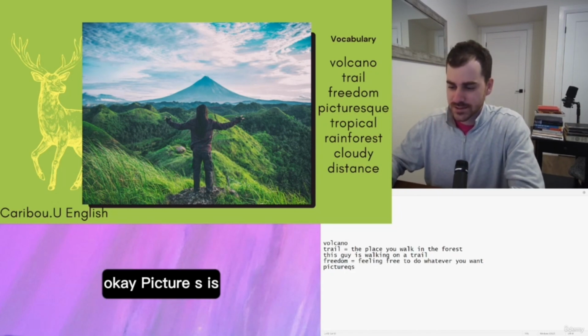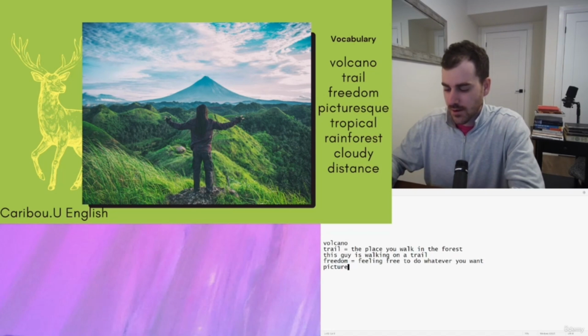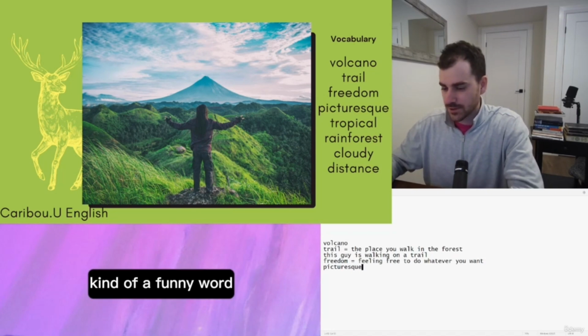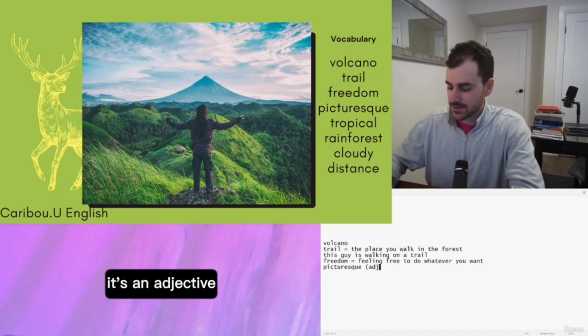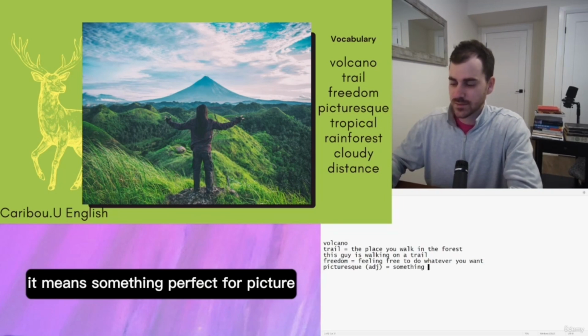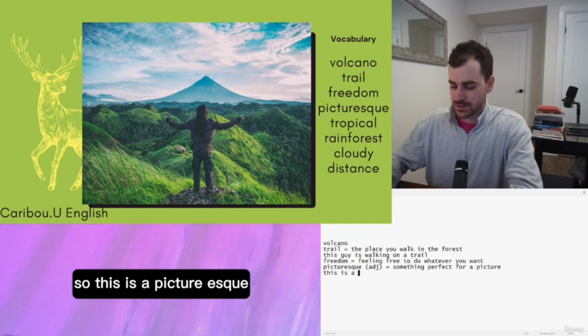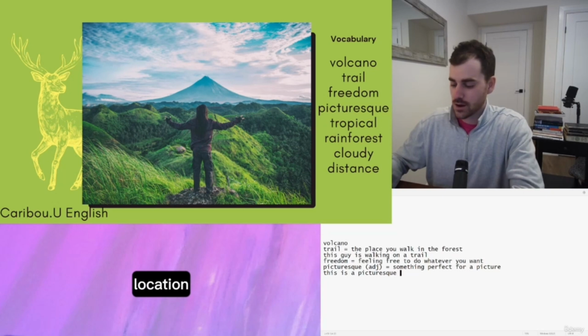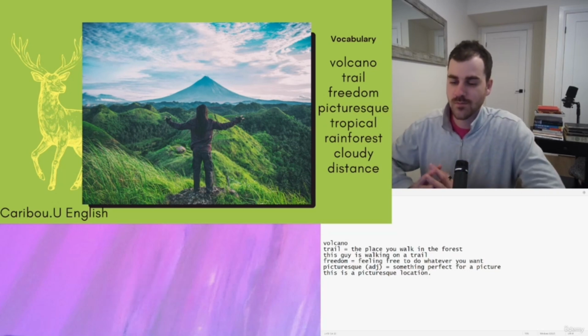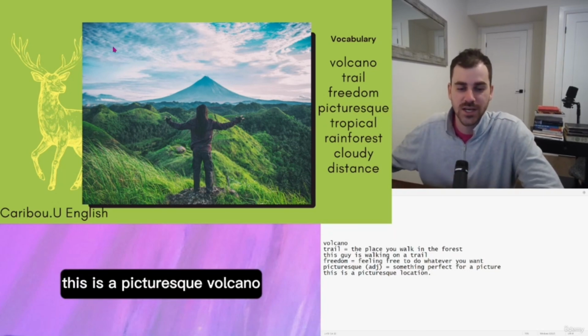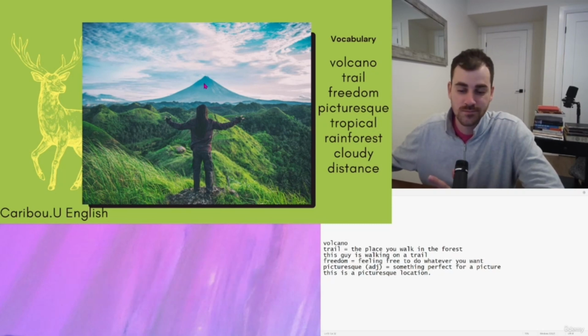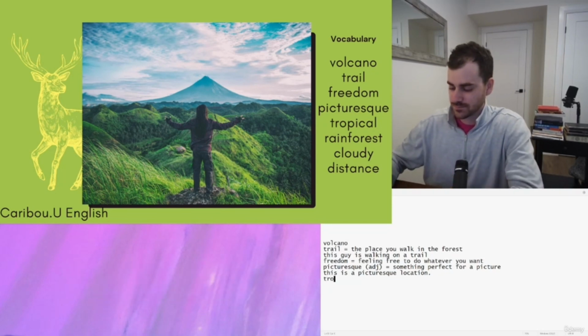Okay, picturesque is kind of a funny word. It's an adjective. It means something perfect for a picture. So this is a picturesque location. This is a picturesque volcano. It's all picturesque.